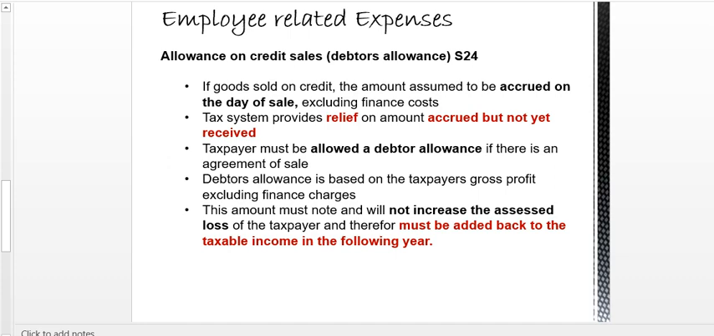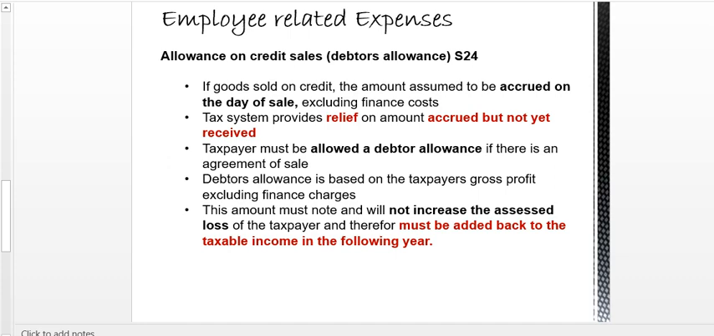Okay. Then an allowance on credit sales or debtor's allowance in terms of section 24. If goods are sold on credit, the amount is assumed to be accrued on the day of sale, excluding finance costs, and that is allowed. So the tax system provides relief on amounts accrued but not yet received. The taxpayer must be allowed a debtor's allowance if there is an agreement of sale. So the debtor's allowance is based on a taxpayer's gross profit excluding finance charges.